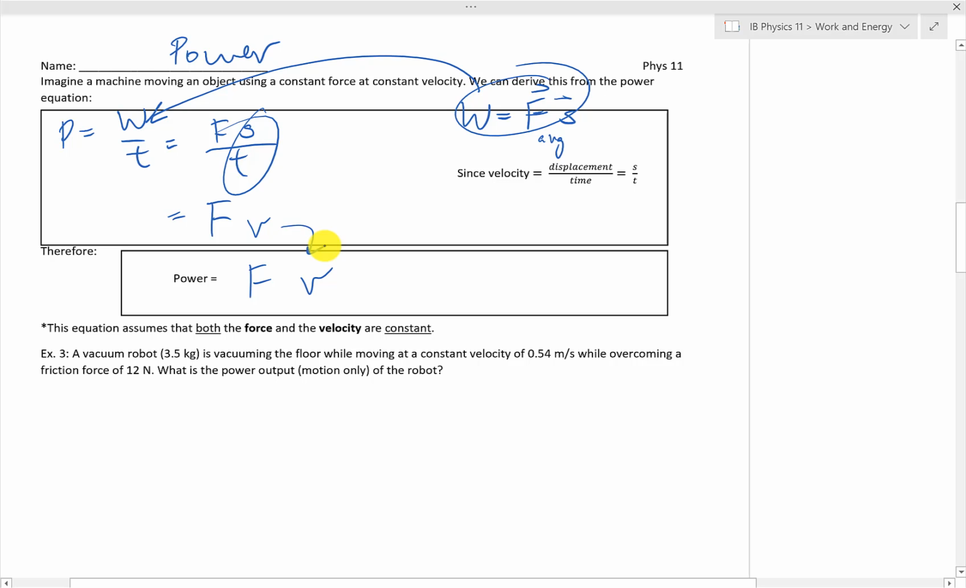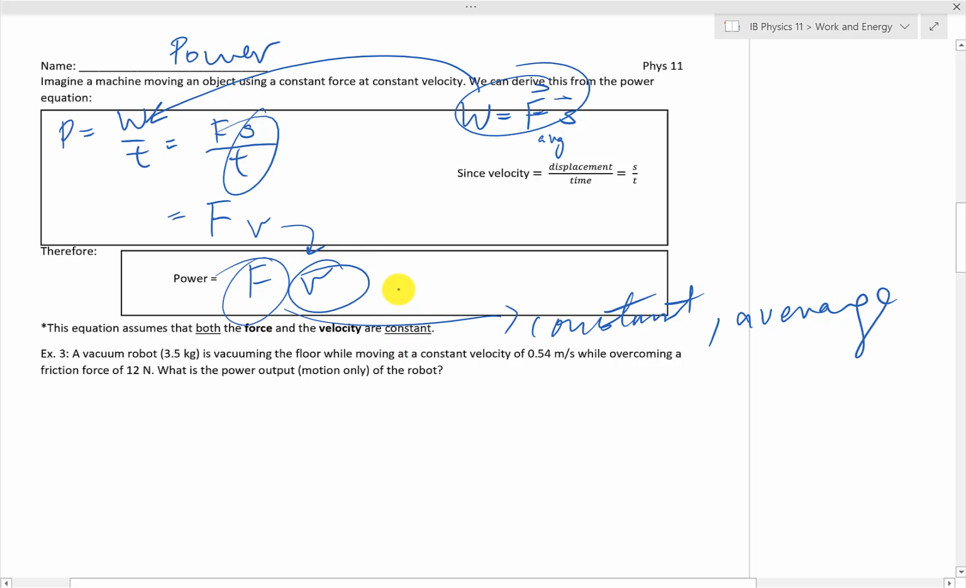But you have to be very careful of when you can use this equation, because this force assumes that either it stays constant or it is some sort of average force, okay? So it doesn't change. Same thing with the velocity. You have to assume that this velocity is constant as well. If you're dealing with a question in which either of these are changing, you cannot use this power equation, okay? So it's a very specific case, but if used properly, it can save you a lot of trouble.